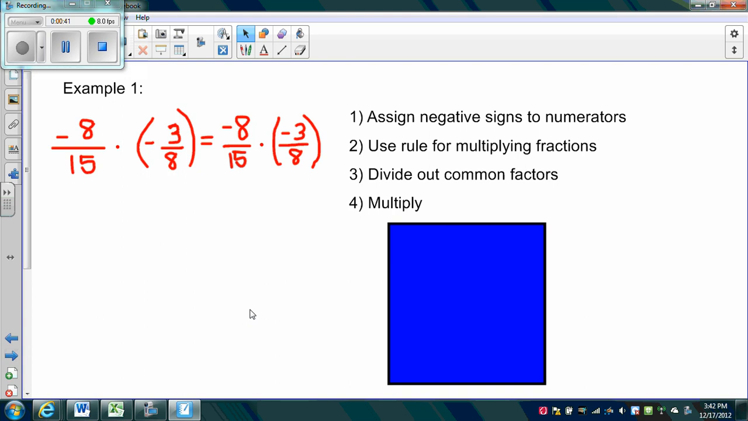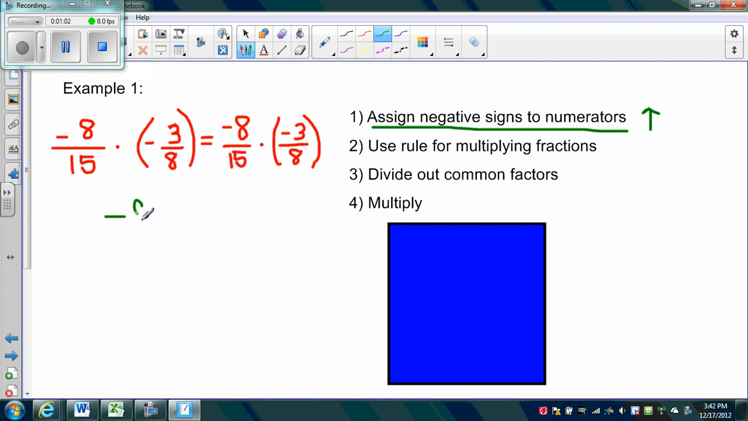Let's do an example. So one thing to remember is if it has negative signs, we always assign the negative signs to the numerator, so the top number. So in this case, negative 8 divided by 15 times negative 3/8 becomes negative 8 over 15 times negative 3 over 8. So we can set this up. We usually put a parentheses here so you don't confuse it and think it's a subtraction problem, that we remember that it's multiplication.